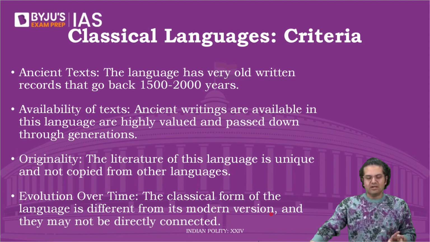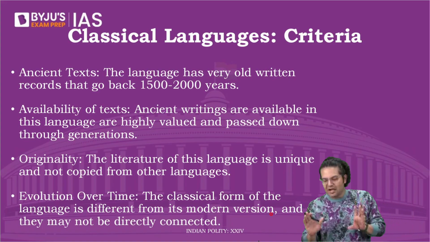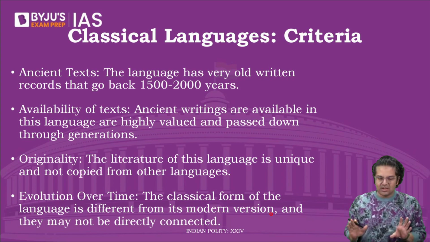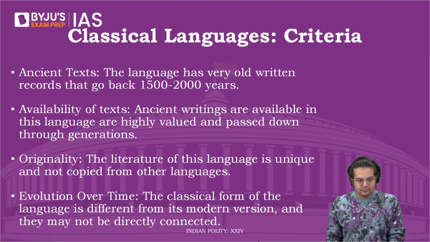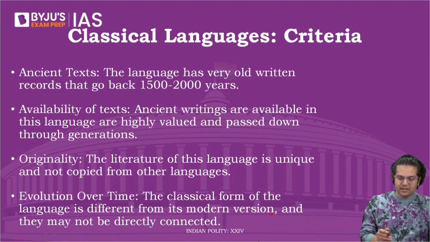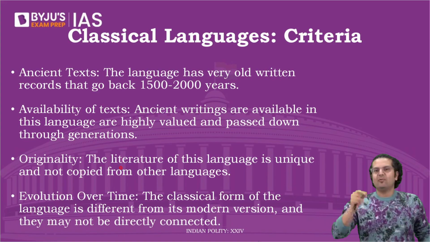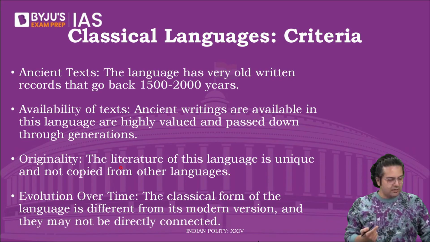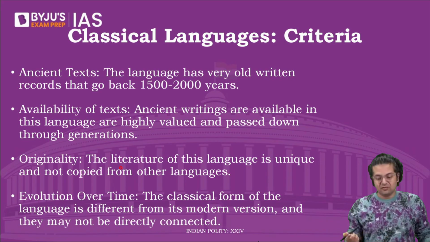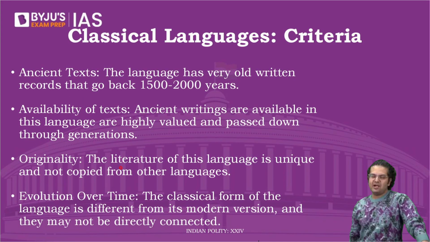Number 2, there should be lot of texts available in that language, on which studies and research can be conducted, right? Then the language must be original. It should not be borrowed from any other speech community. That is why Sanskrit is there, Hindi is not there. And evolution should have happened in the language.